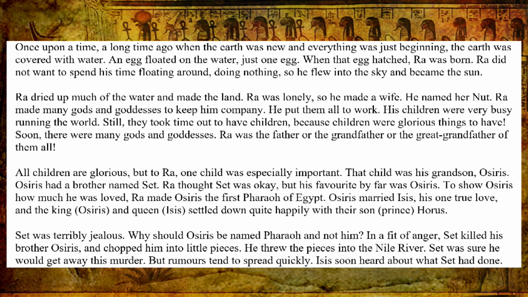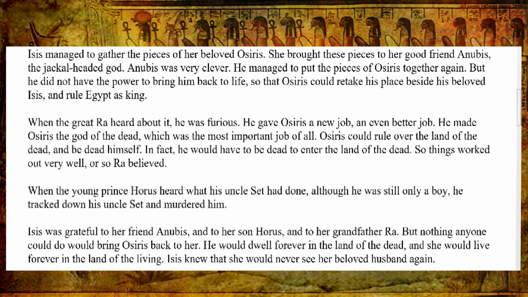Why should Osiris be named pharaoh and not him? In a fit of anger, Set killed his brother Osiris and chopped him into little pieces. He threw the pieces into the Nile River. Set was sure he would get away with this murder, but rumours tend to spread quickly. Isis soon heard about what Set had done. Isis managed to gather the pieces of her beloved Osiris.